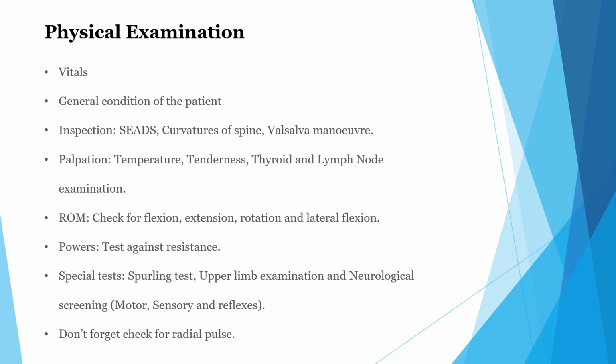After that, check for range of movement: flexion, extension, rotation and lateral flexion of the neck. After that, check for muscle power by testing against resistance. Special tests include Spurling test, upper limb examination, and neurological examination that includes motor examination, sensory examination, and reflexes. And don't forget to check for radial pulse.